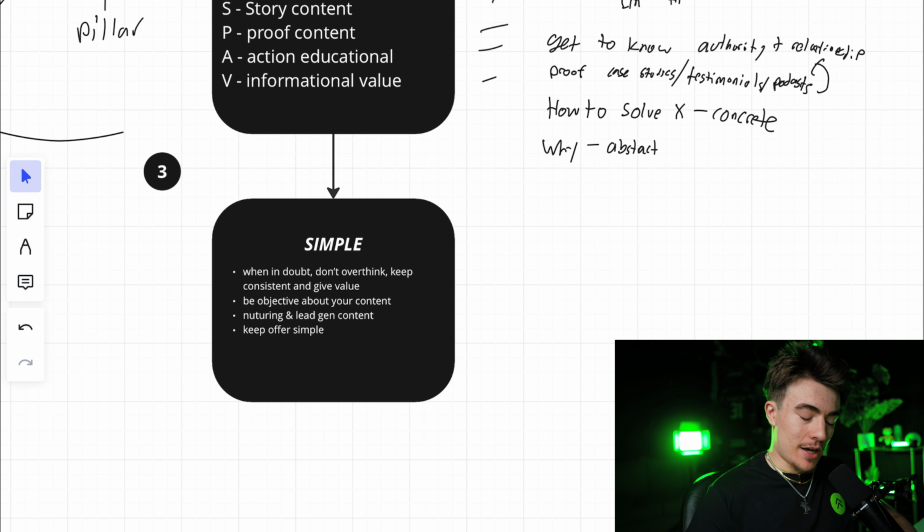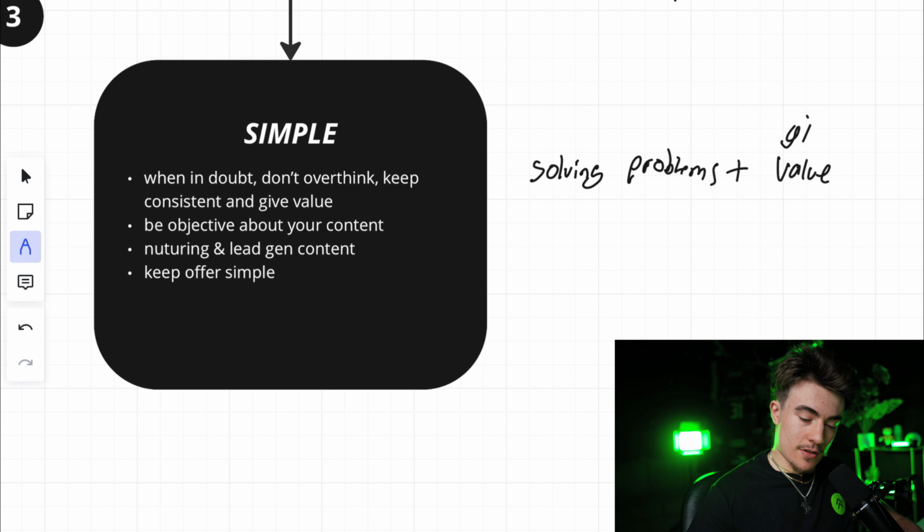Just keep things simple, right? So many people try to do too much, and I've done too much, and it just hurts you in the end. So when in doubt, don't overthink. Just be consistent too, because that's the thing with a lot of the different content, you need to just keep posting. You don't need to worry about why it does not get 1 million views. When you're making personal brand content, value influencer content, solving problems plus giving value, that's really all it is. And then the rest is up to the audience.